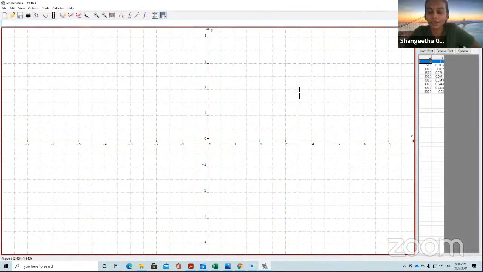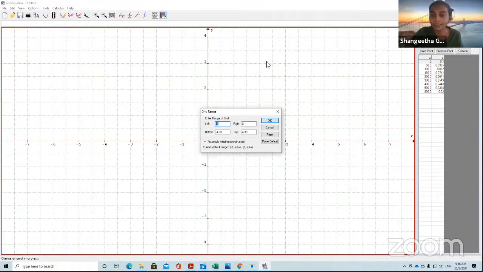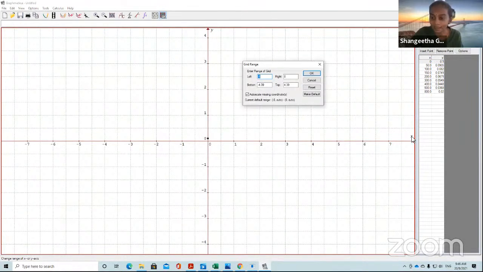Okay, so when you paste the data plot, you see all the values are already here. Usually, if your grid is in the right range, you'll be able to see all the values there. Now you can only see one value because your grid is not in range with your values. So what you can do is go to View, Grid Range. Here you can change left and right. Right is your x-axis, and this is your left. Looking at the range of your values, your left doesn't have to be big.